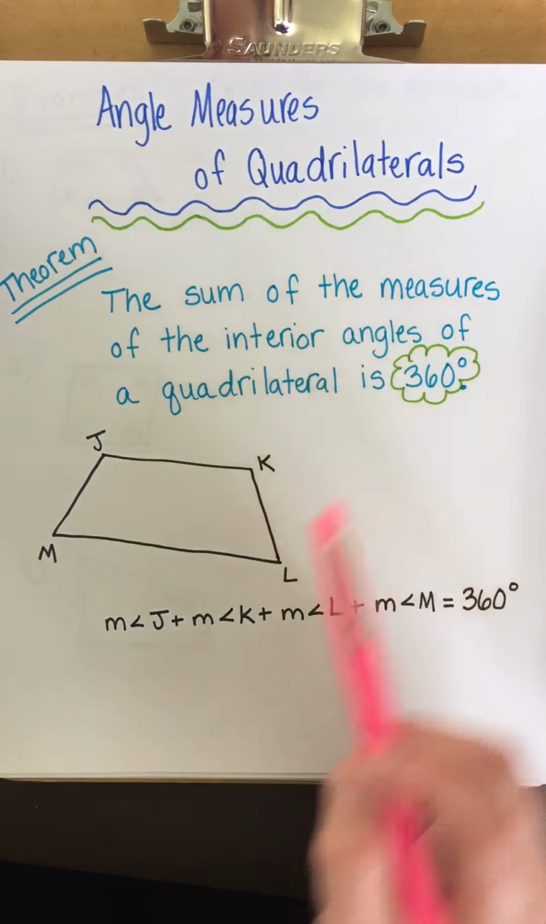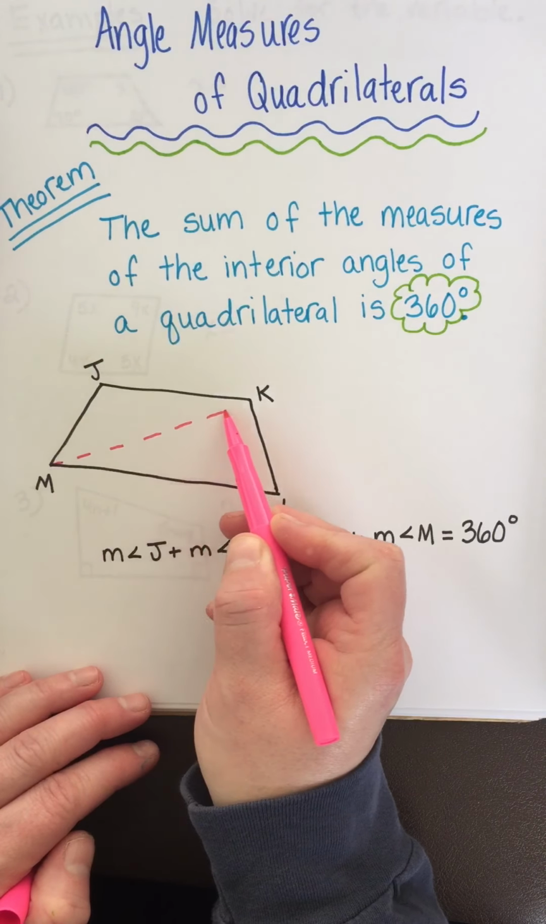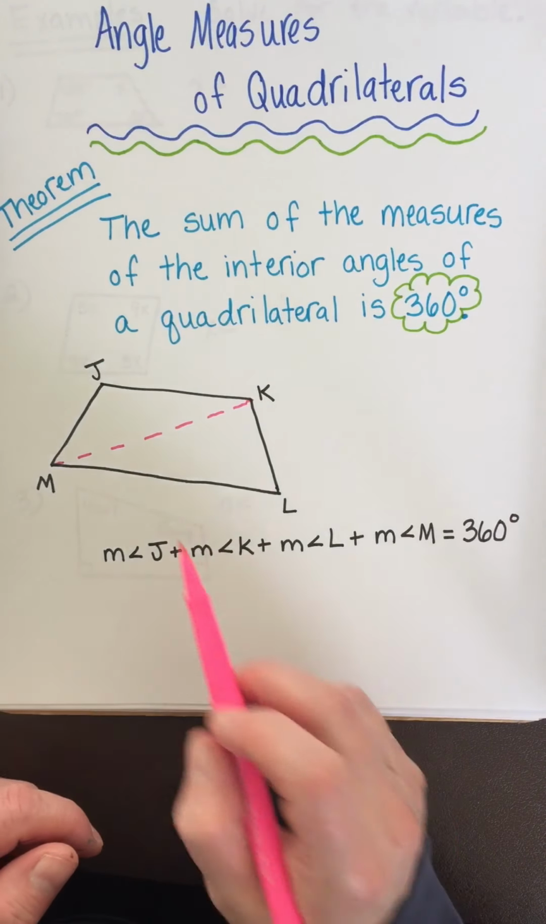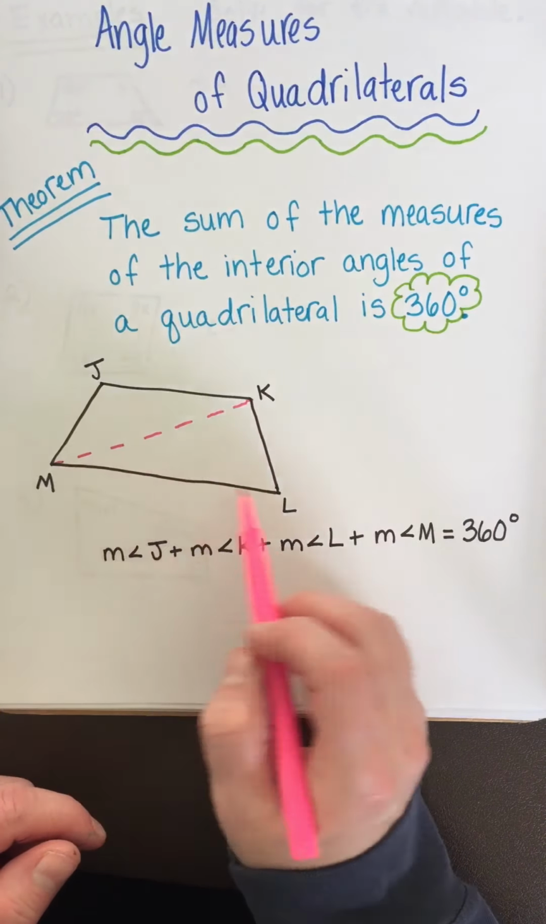And it totally makes sense if you think about it, because a quadrilateral is nothing but a couple of triangles, right? And we learned with the triangle sum theorem that all the angles in a triangle add up to 180. Well, if you got two triangles, 180 plus 180 is 360. Easy. So let's do some examples.